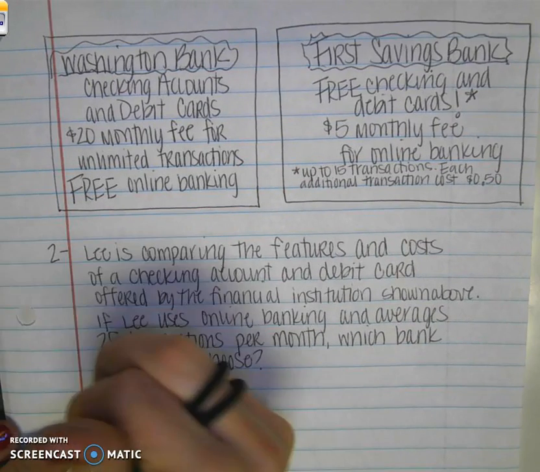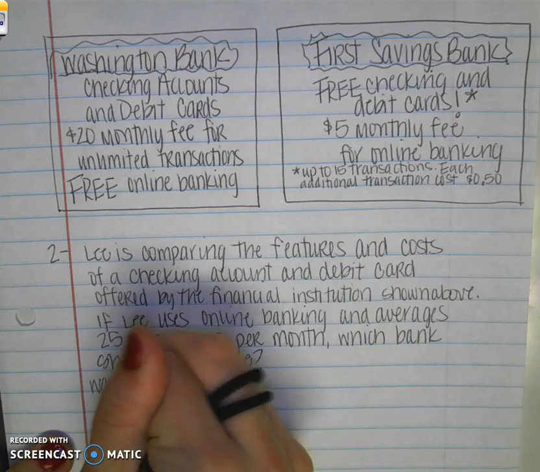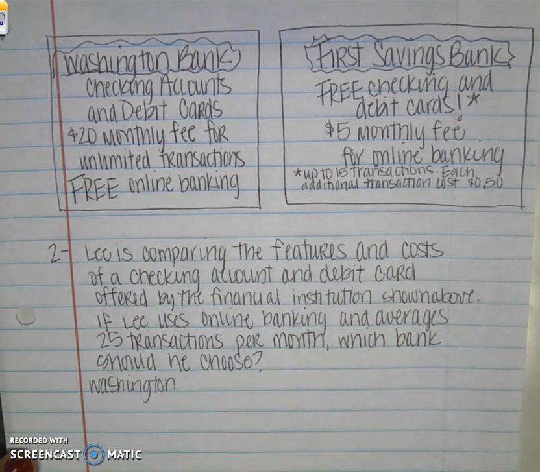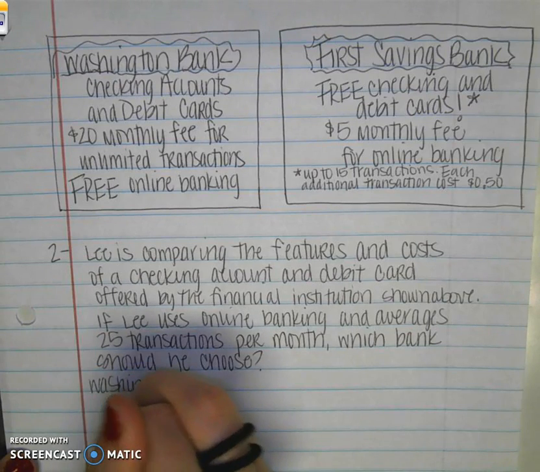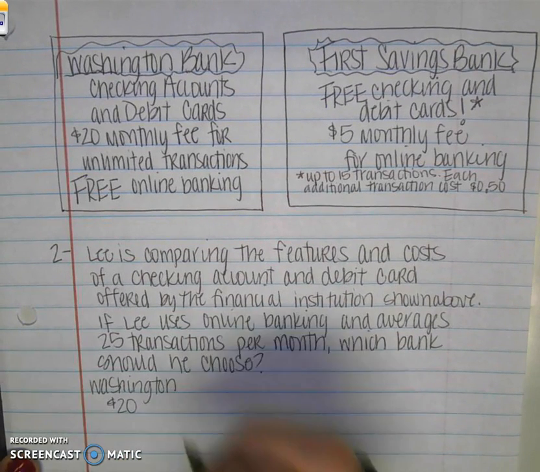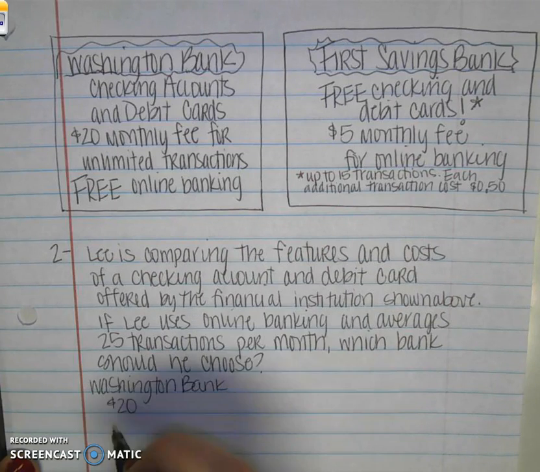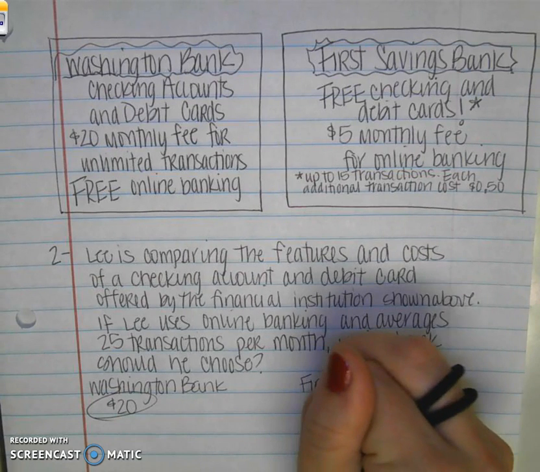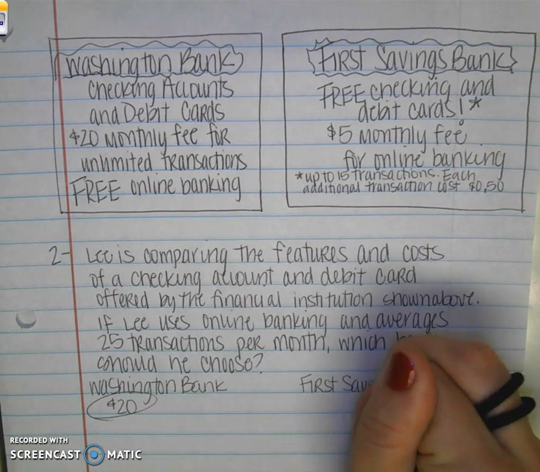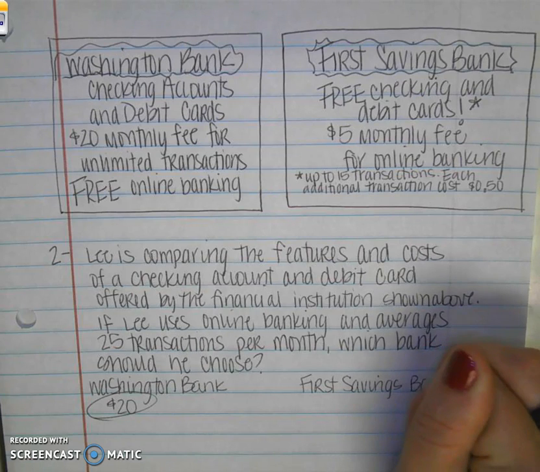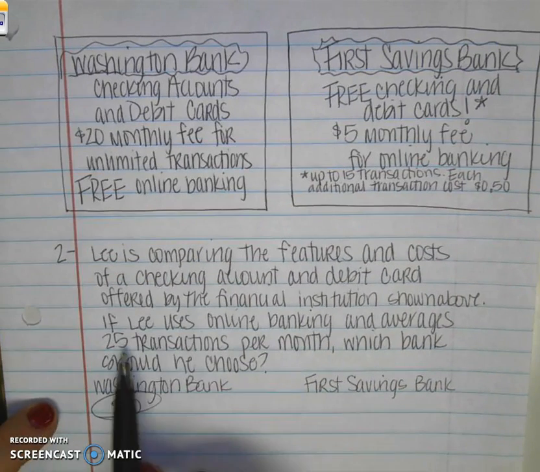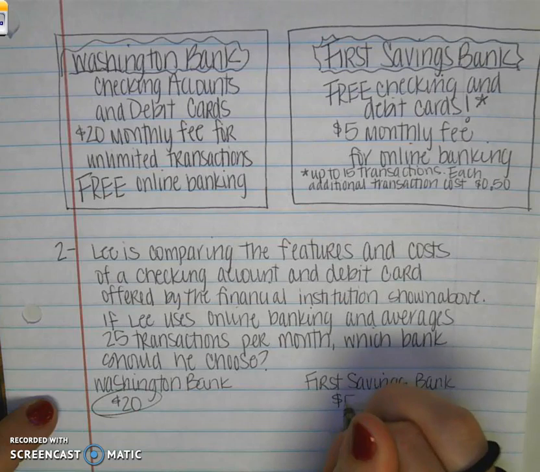So let's compare them. If Lee were to go to Washington Bank, would you agree that he's just going to pay $20? They charge you $20 for unlimited transactions, and he gets the free online banking. So Washington Bank is going to cost him $20. Now let's look at First Savings Bank. They offer free banking, so I don't have to pay a monthly fee. However, I am going to have to pay a $5 fee for online banking. And since Lee uses that, I'm going to have to pay that $5.